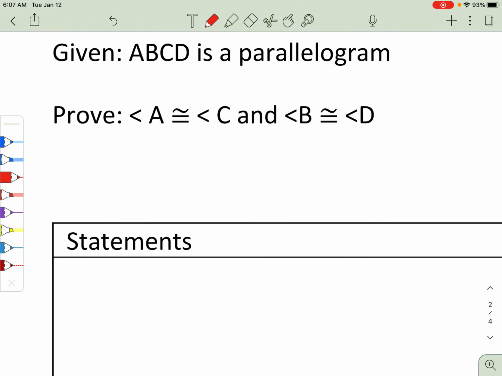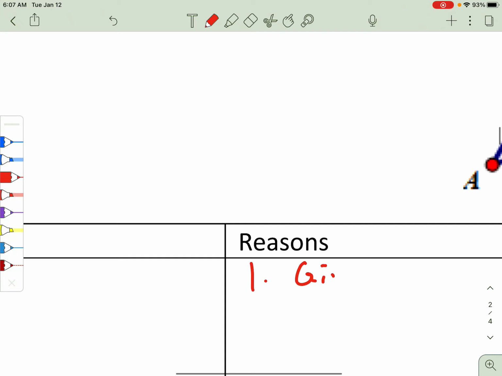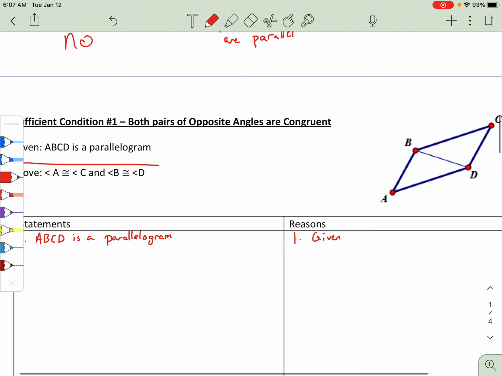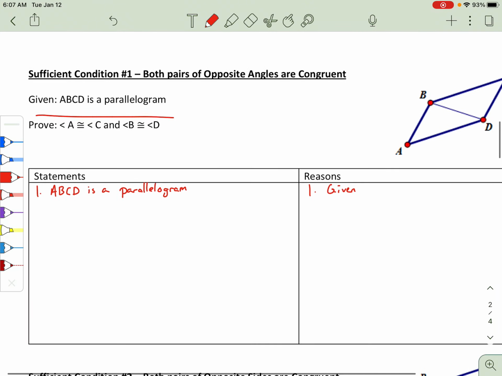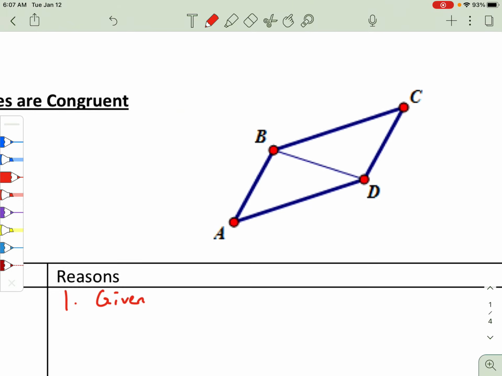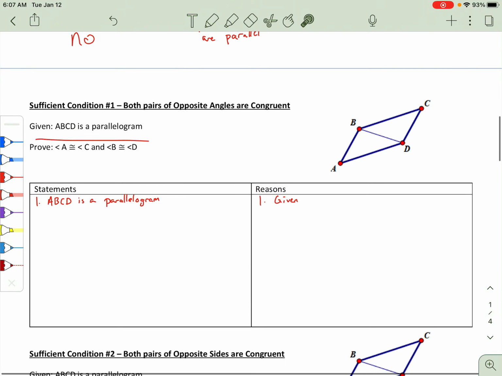All right, so always start with your given. So number 1, ABCD is a parallelogram. And we know that because it is given. It's right up here. So if it's a parallelogram, then obviously the parts should work as well. But if you look at a parallelogram, you can see that this is made up of 2 triangles. So if we can prove that these 2 triangles are congruent, then we can say that their individual pieces are congruent, right? Same thing we did before.